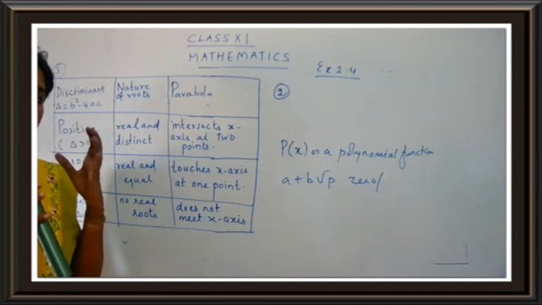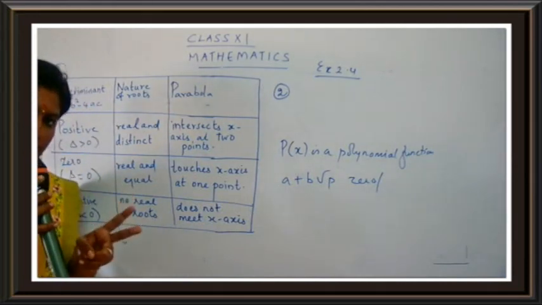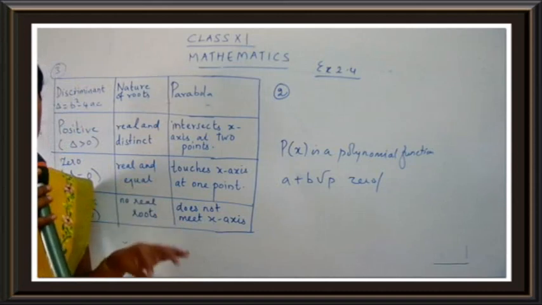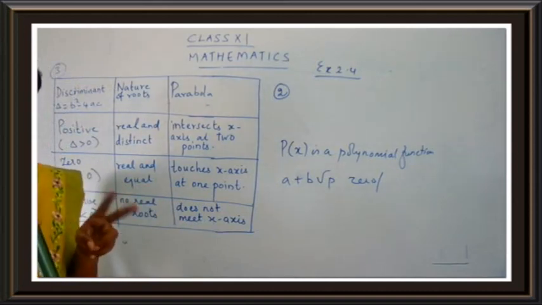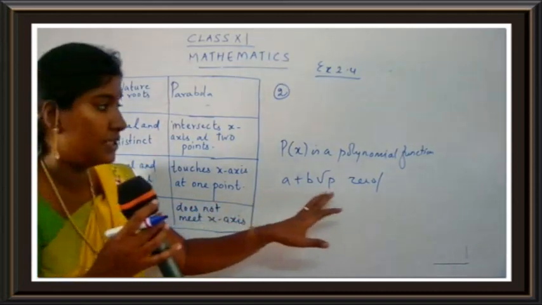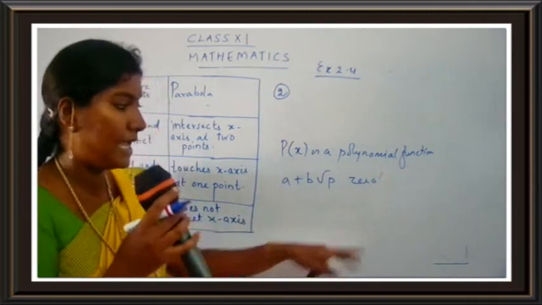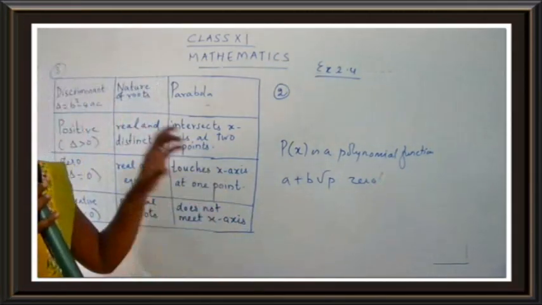Like when you solve an equation, we get two values for x, children. x is equal to 3 or x is equal to 5. Like that we get two answers. Similarly here, what is the first zero they are saying? The first zero is a plus b root p.